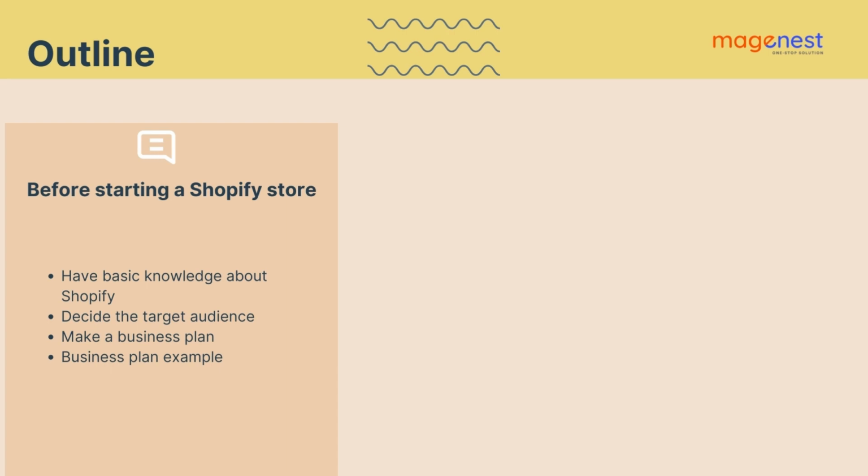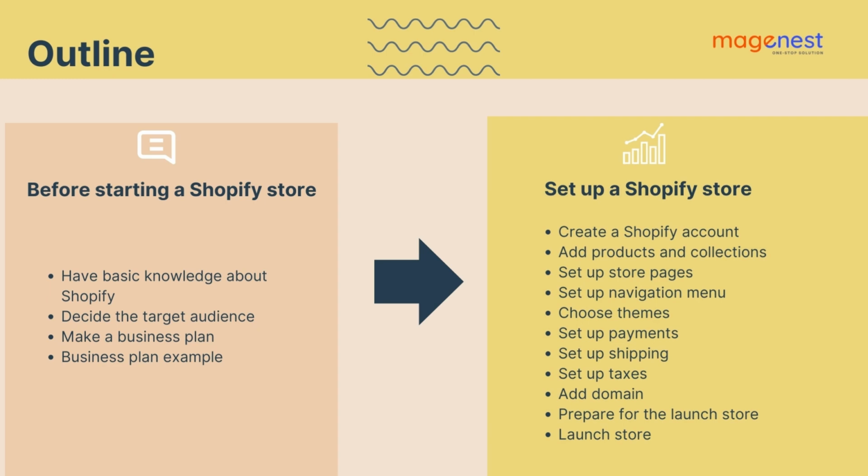In the second part, we'll introduce how to set up your Shopify store, including how to create an account by starting a free trial on Shopify, add products and collections, set up store pages and navigation menu, how to choose as well as customize a theme, set up payment, shipping, taxes, and add a domain. Something you will need to prepare for the launch, and the final step to kick off your store.